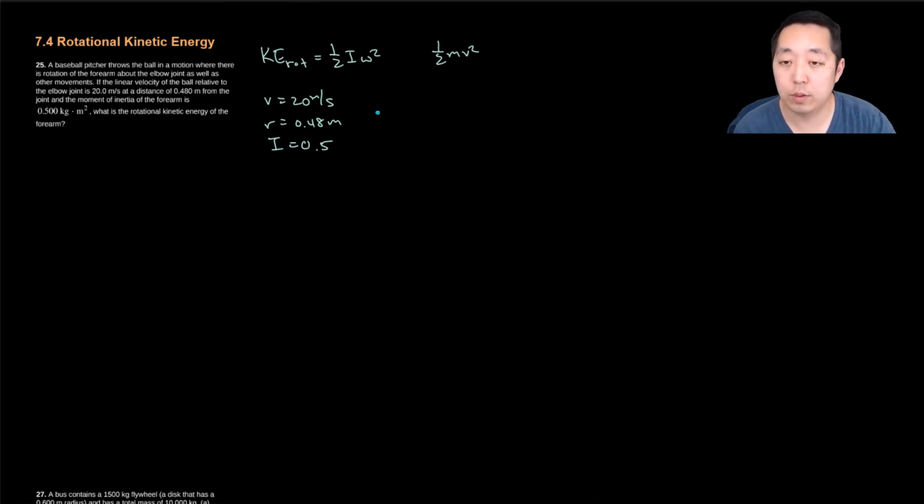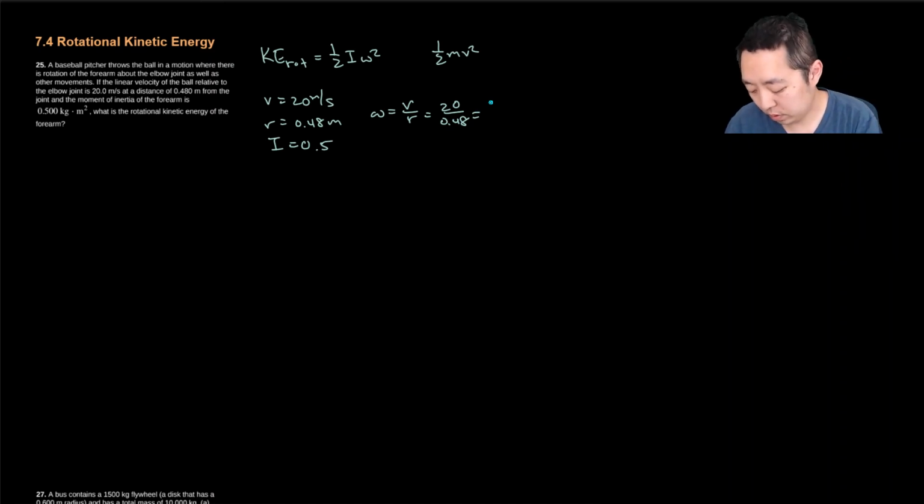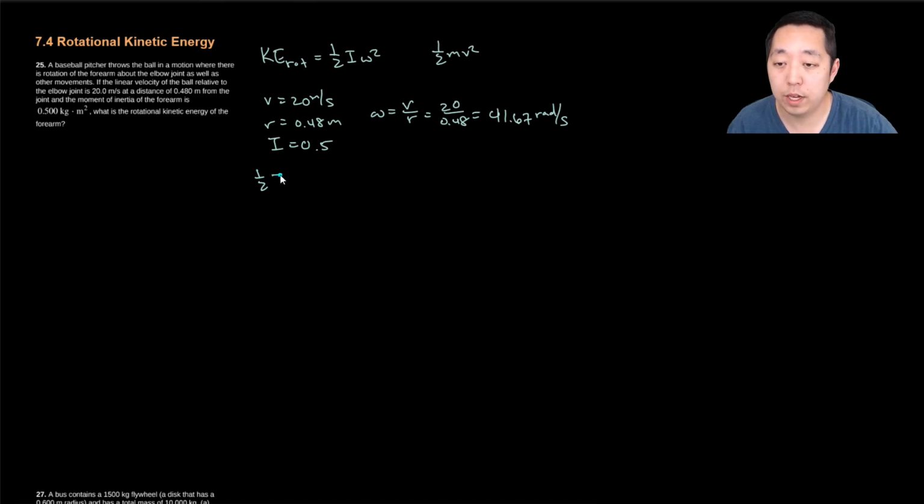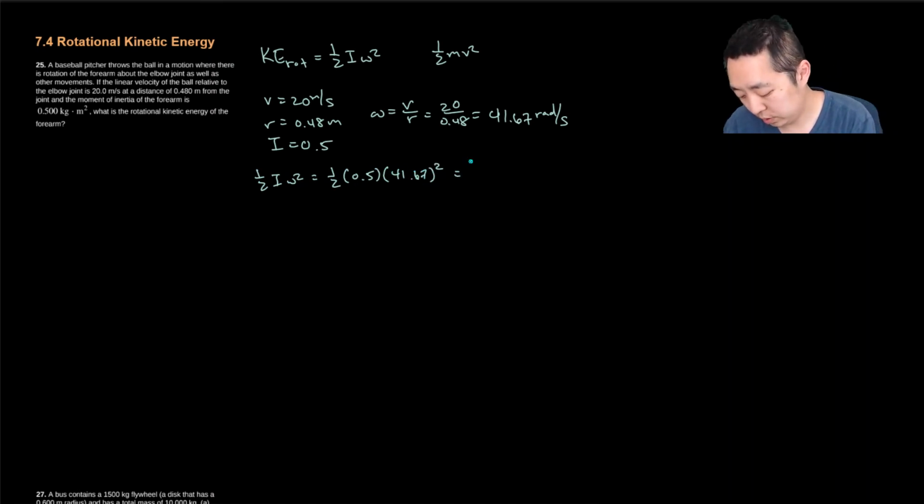So here I have to relate what omega is. Omega is equal to v over r, so that's 20 over 0.48. And I get 41.67 radians per second. And so now I can use my formula 1/2 I omega squared. It's 1/2 times 0.5 times 41.67 squared. I get 434 joules.